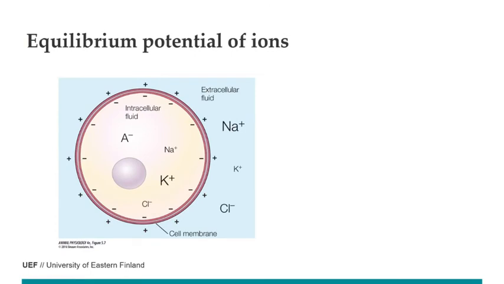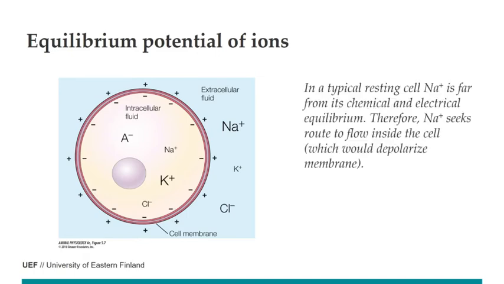And that's why we can have the equilibrium potential of different ions. So in a normal cell, there is potassium inside, sodium outside, and so on. So the sodium is far from its chemical and electrical equilibrium. So it seeks all the time a road to flow inside the cells, and this would depolarize the membrane.